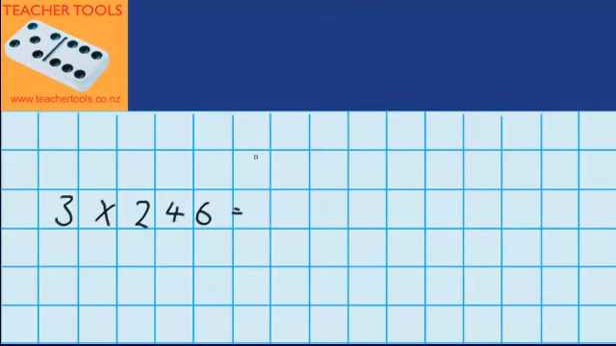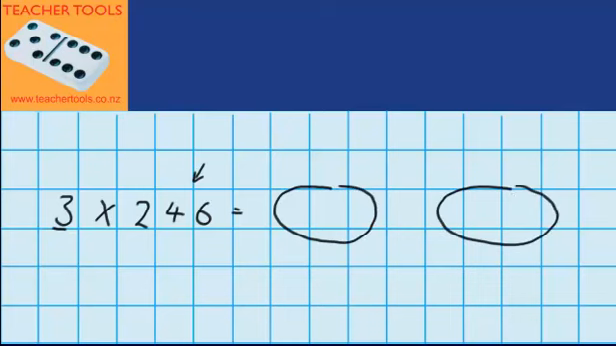Now in the Year 6 lesson, we split this number up into ones and tens, but you can see these are bigger numbers, they've got hundreds as well. So what we're going to do this time is split these numbers up into ones, tens and hundreds. In this example we've got 3 groups, so I'm going to draw 3 groups. 1, 2, 3.